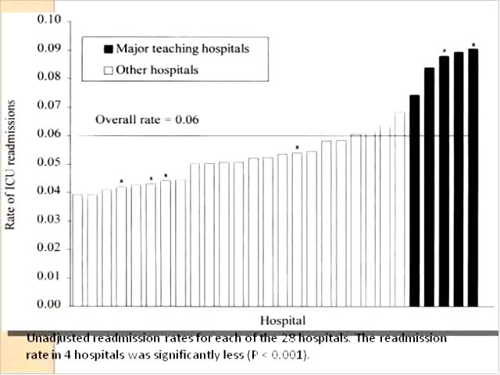This is the rate of ICU readmissions for each of the hospitals in that reporting system. And what you can see is that the ones with the little dots above them, these four here, had statistically significantly lower readmission rates, and you can see 4% up to 6%, which was about the average. And you can see that the teaching hospitals in black had the worst, and two of which were statistically significantly worse than the others.